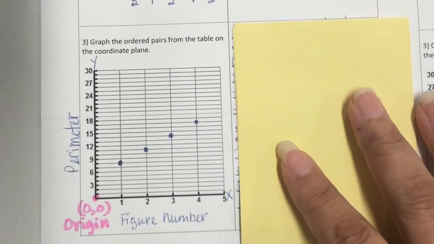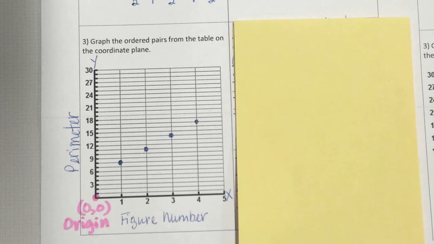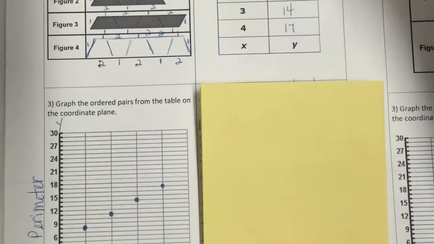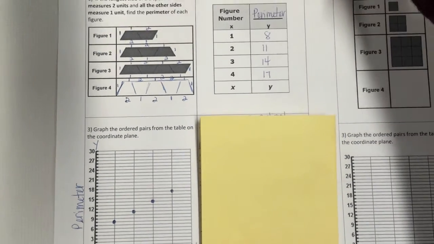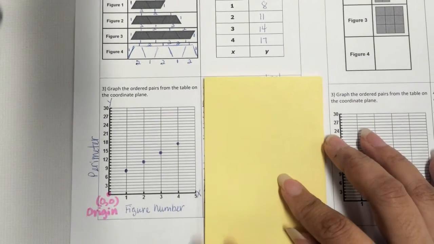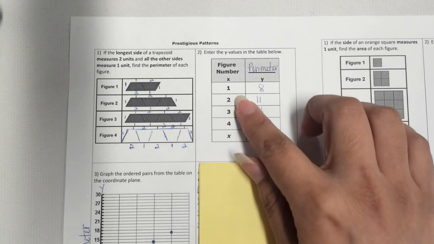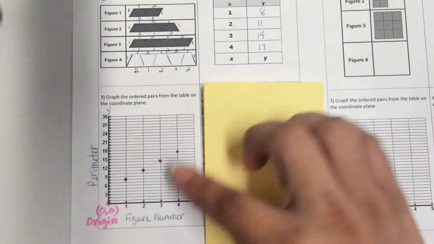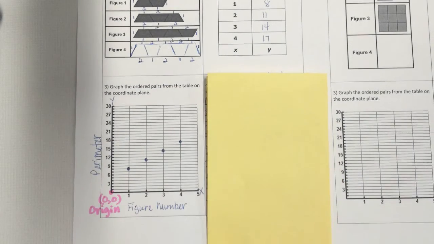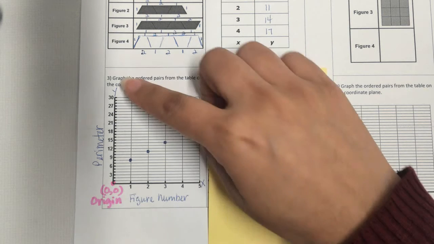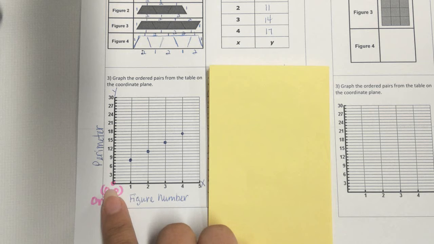Next, on question 3, it's saying graph the ordered pairs from the table on the coordinate plane. So I went ahead and graphed my figure numbers and the perimeter. I also put here figure number because it says X is the figure number and perimeter is Y, and I went ahead and labeled perimeter. I put my axes down. So here's my x-axis, here's my y-axis. And I also noted that this here is the origin, 0, 0.